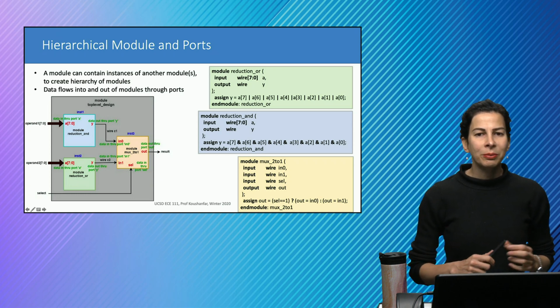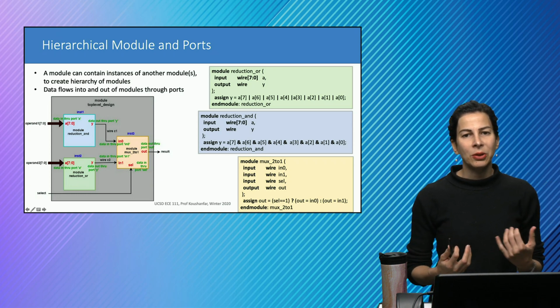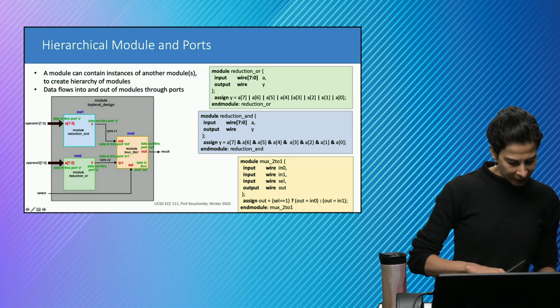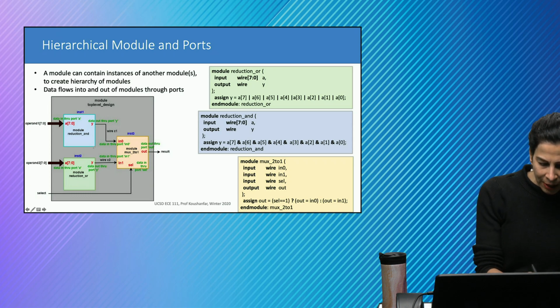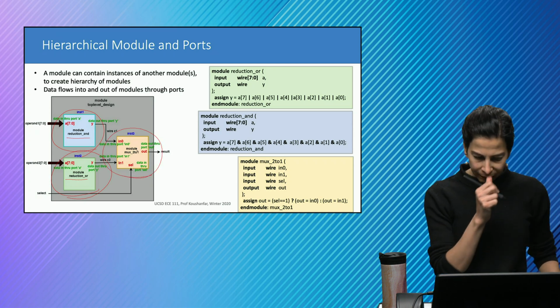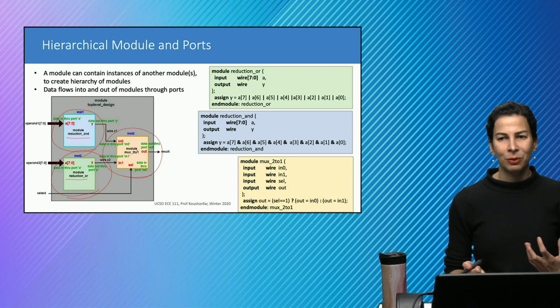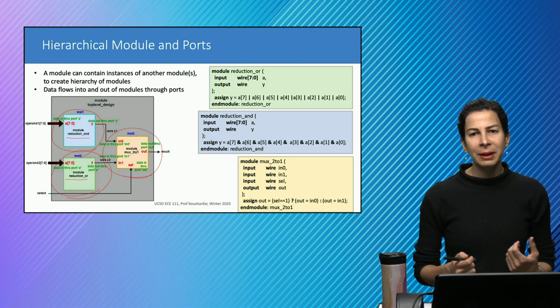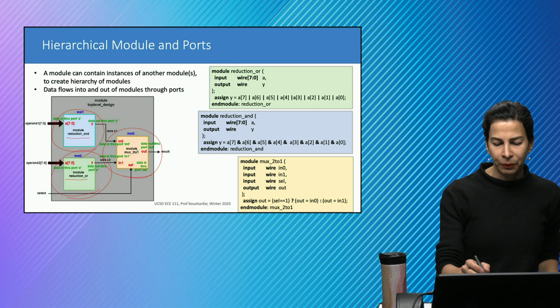Now, assume that I have a modularized design, so there is hierarchy in my design. Here I'm showing an example of a hierarchy in design where we have a module reduction OR, another module reduction AND, and a third module, mux 2-to-1, which is basically a selector between them. This is of course a very simple example just to show you the interfaces. Now I go ahead and define my reduction OR module, which has an 8-bit wire input and a wire Y output, which is basically 1 bit.